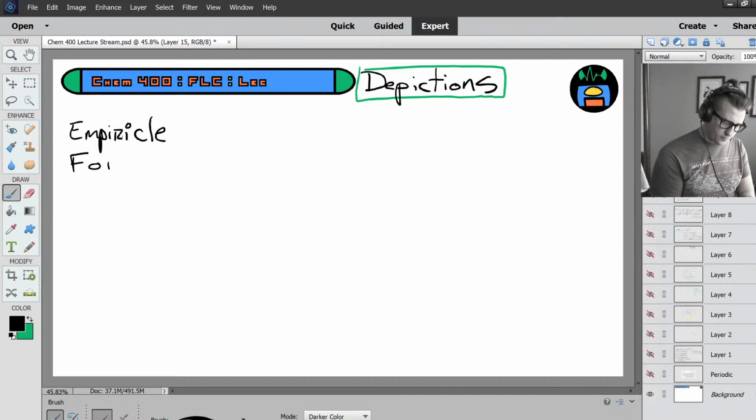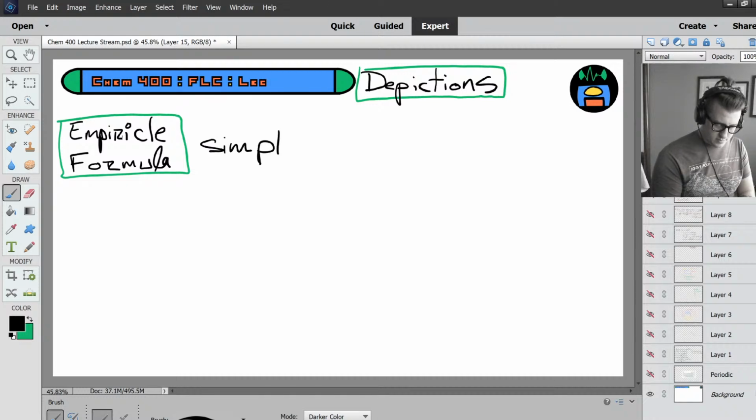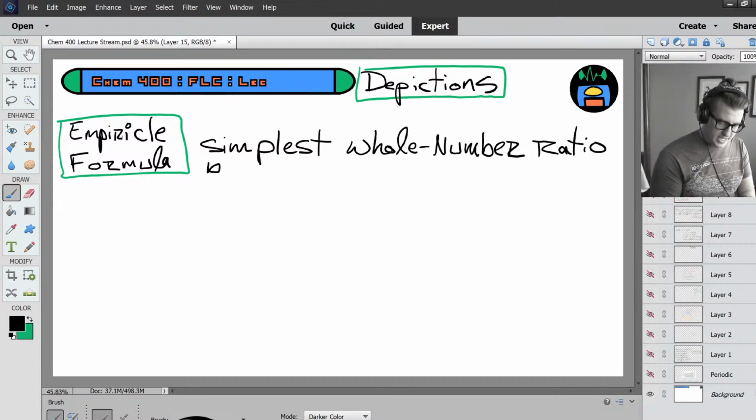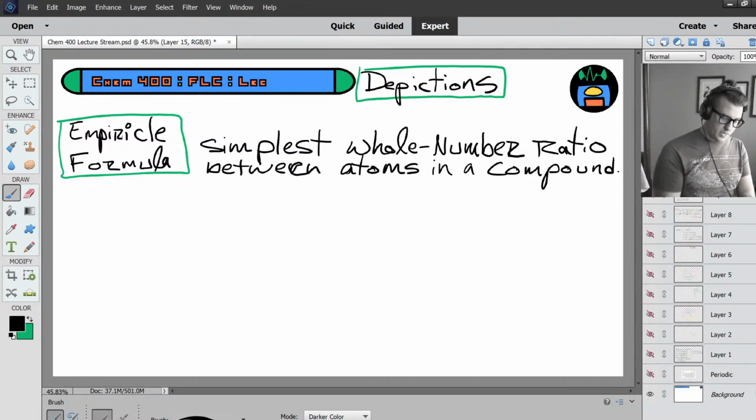The empirical formula is the simplest whole number ratio between the atoms in a molecule or compound. All right, the simplest whole number ratio. This is contrasted with the molecular formula.